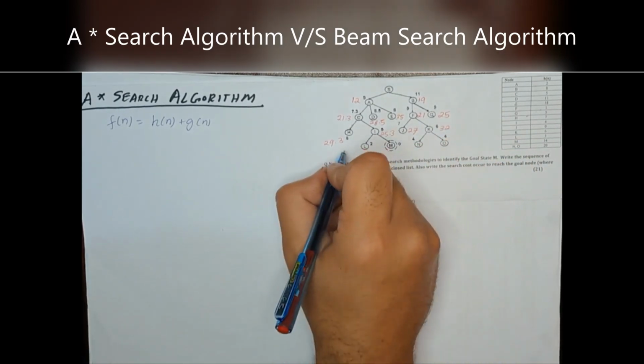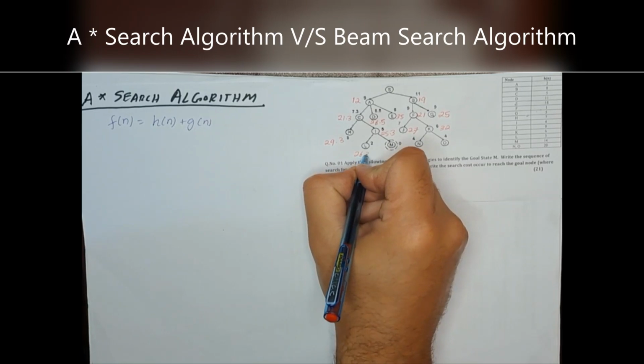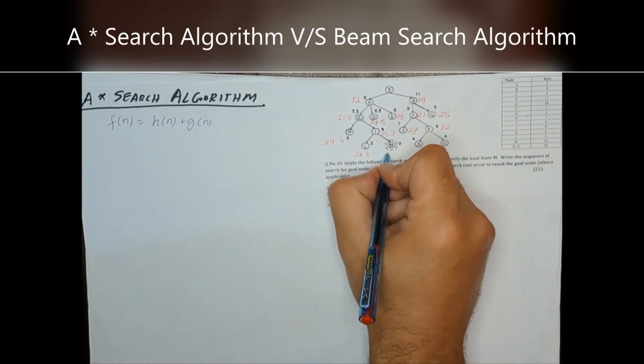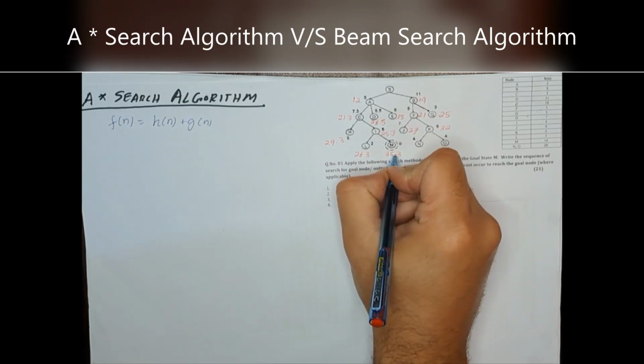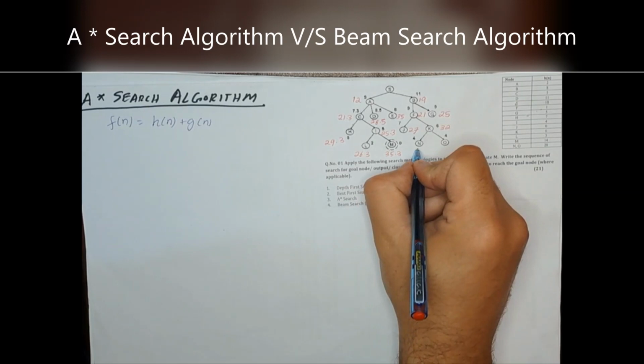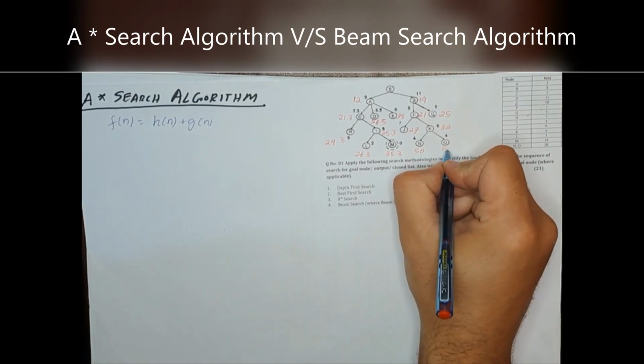For L it is 26.3, and for M it is 35.3. For N the value is 50, and for O it is also 50.